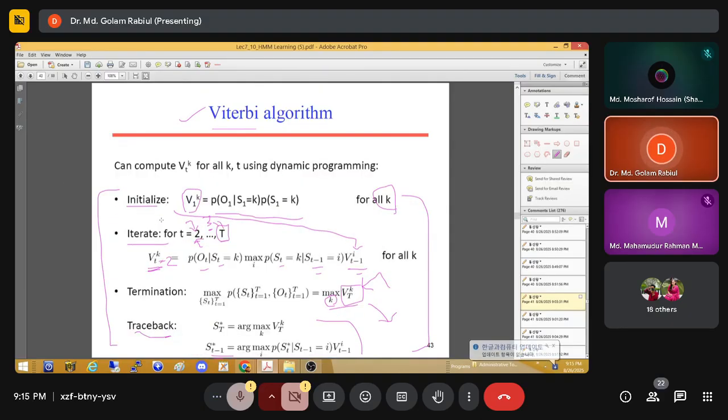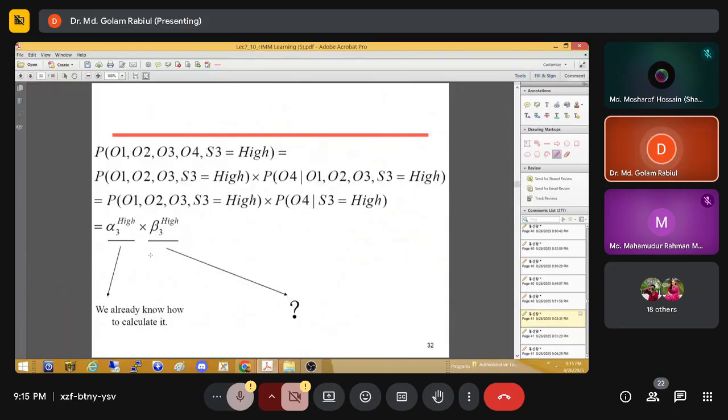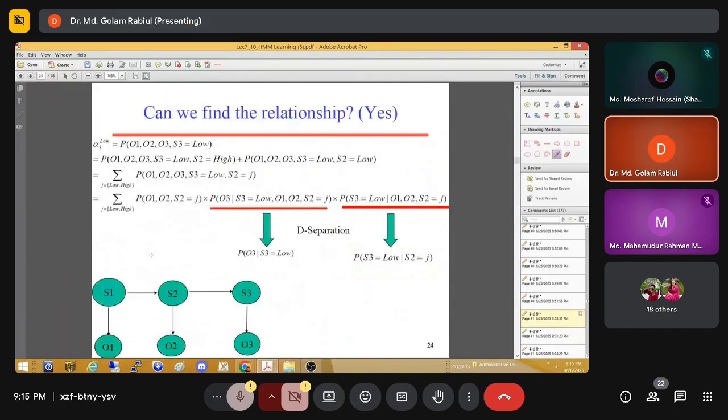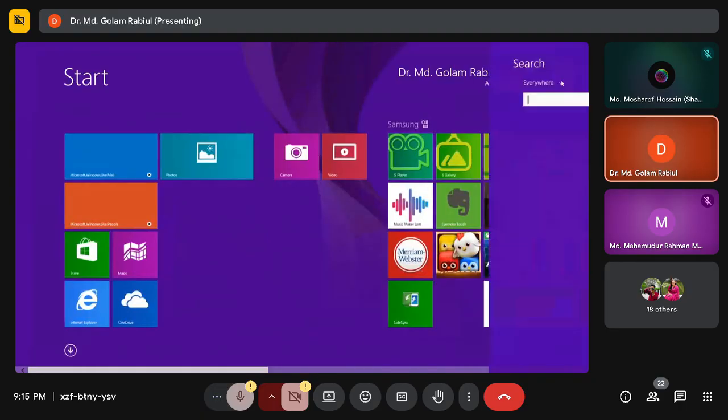Now actually we want to solve a problem using our Viterbi algorithm. Let's say we want to solve this problem: rain, rain and dry. What will be the most likely sequence for this, utilizing our given HMM model? Okay, then where is our HMM model given? So this is the model that is given, the HMM model. So consider this one is our given HMM.